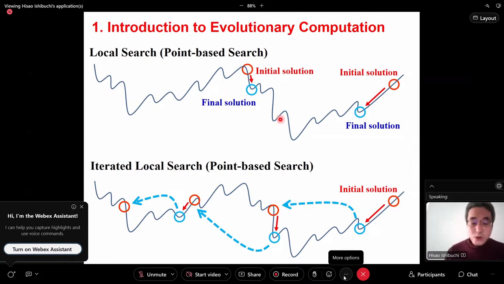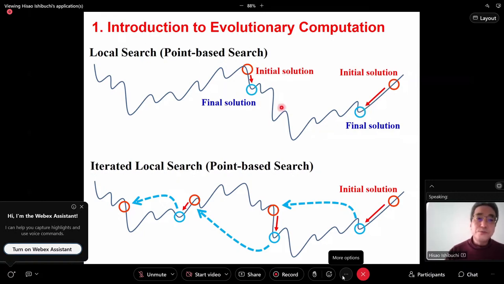When you optimize some program, I think they usually use the local search, point-based search. For example, the learning of neural network is local search. From initial solution, usually we randomly generate initial solution. Then you have a final solution. Final solution is local solution. So sometimes local solution is not good. Sometimes local solution is relatively good.